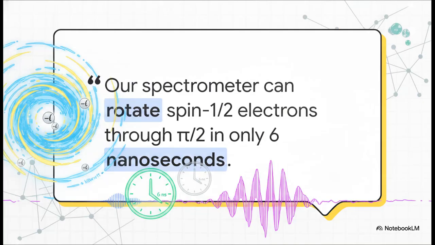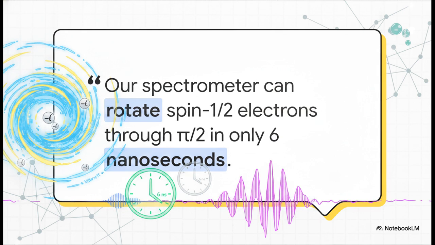As this quote from the journal Nature highlights, this immense 1 kilowatt laser power allowed researchers to manipulate electron spins through pi/2 in only 6 nanoseconds. To put that into perspective, a standard solid-state source takes about 300 nanoseconds to do the exact same thing. This is a real game changer, completely revolutionizing high-powered pulsed spectroscopy and allowing us to see quantum dynamics faster and clearer than ever before.